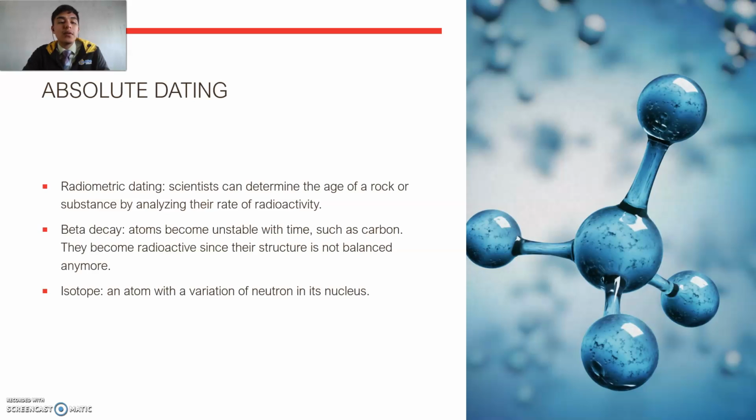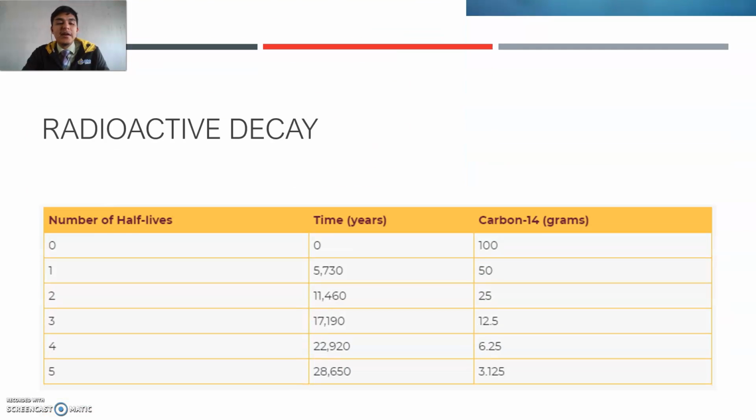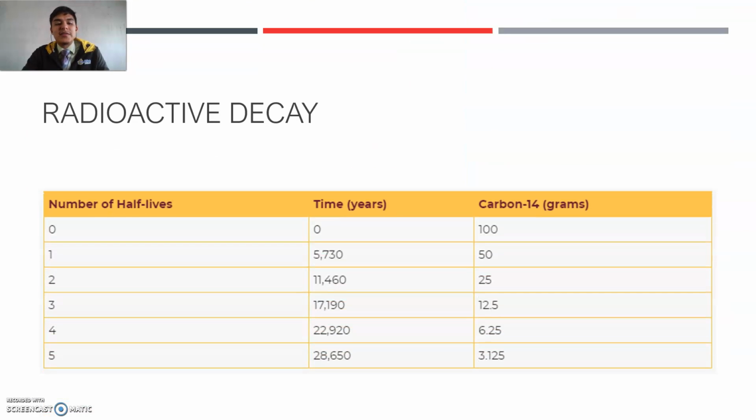We have something called an isotope, which is an atom with a variation of neutrons in its nucleus. When there are more or fewer neutrons inside the nucleus of an atom, it will become unstable and become an isotope. So basically, scientists analyze a sample of the material they are studying, and they relate it to this table right here.